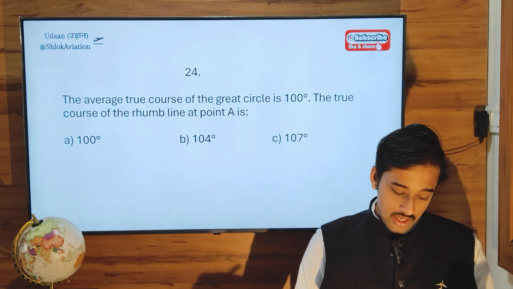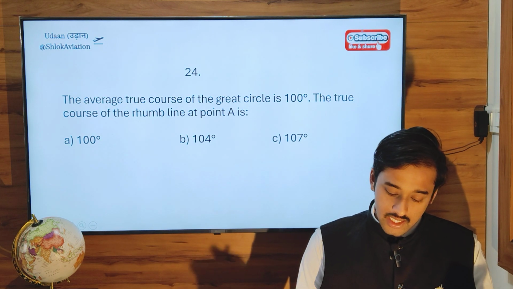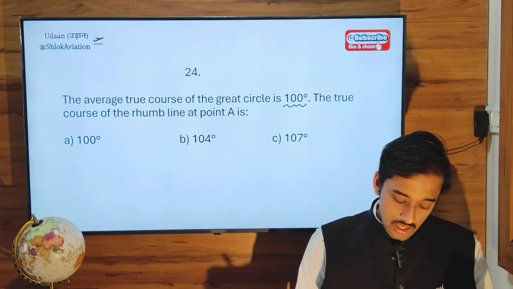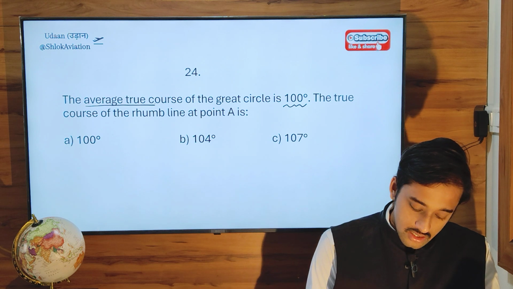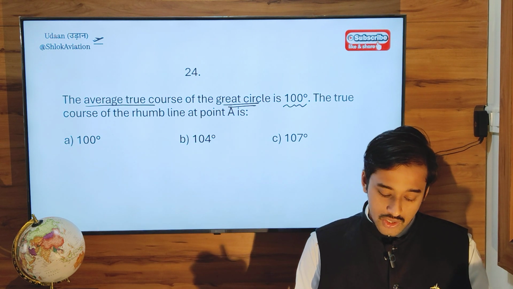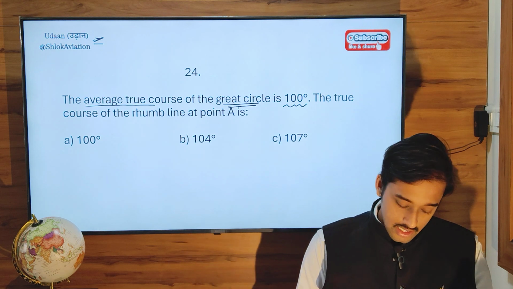Question 24. The average true course of the great circle is 100. The true course of the Rhumb line at point A will be how much? Now they are talking about the average great circle. So the average great circle direction is 100. What will be the Rhumb line direction?